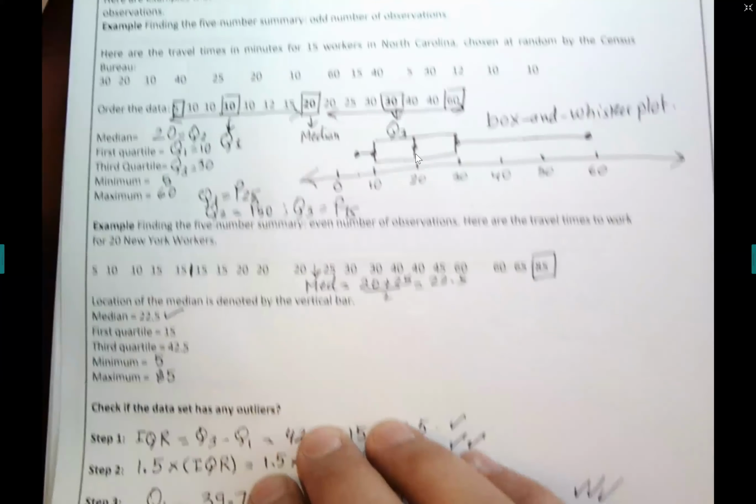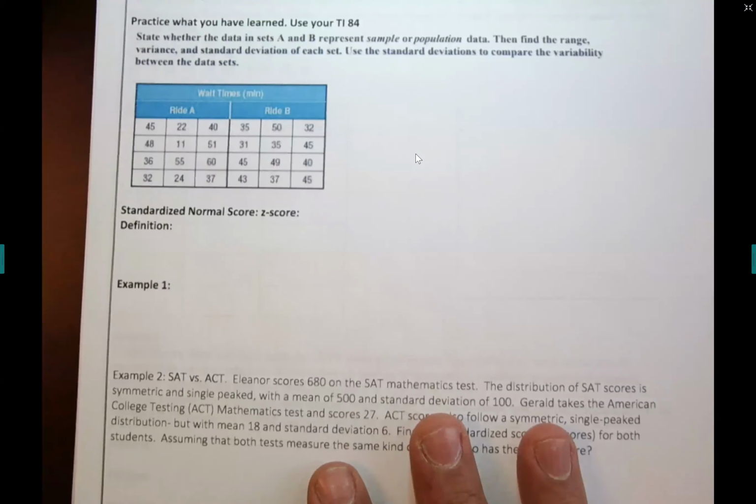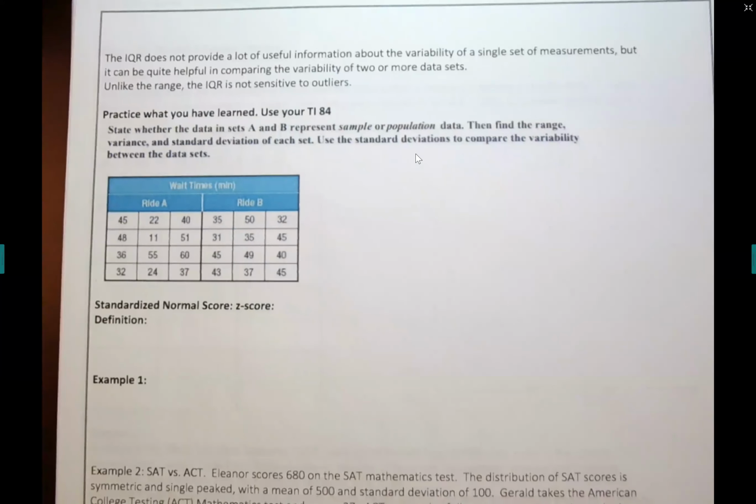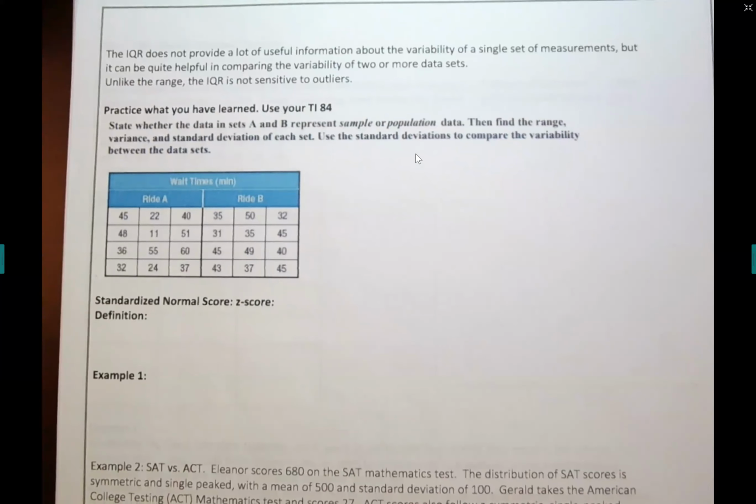All right. So we have one more part in section 2.5, and we'll be done with chapter 2. Okay, what we're gonna do, we're gonna do this together, guys, and I'm gonna pause the recording as you do this. We're gonna just practice the use of the calculator to find the mean and the standard deviation. So practice what you have learned, use your TI-84.